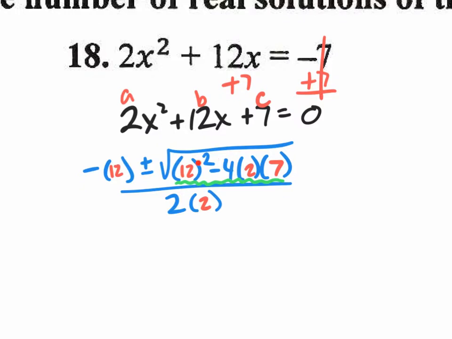When do you get two answers? When your discriminant is any positive number. It doesn't have to be a perfect square. It could be any positive number, and you will end up with two answers. So I hope we understand that. Do we? Yeah. Okay, so let's work through this.